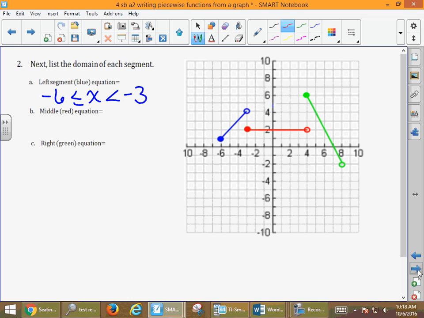We're going to do the same process for the red. Looking farthest to the left, 1 to negative 3. Negative 3 is a filled in circle. So we're going to have an equal to. And the question is, over here on our right side, are we going to have equal to at the 4? But as we look at that, we see that that is not a filled in circle, so it's going to be less than.